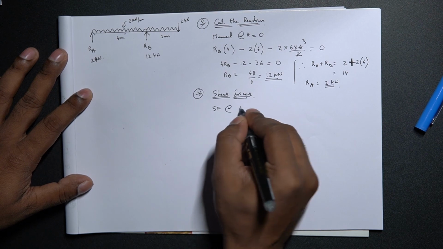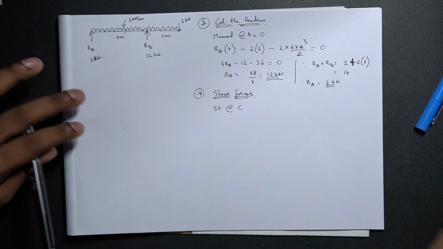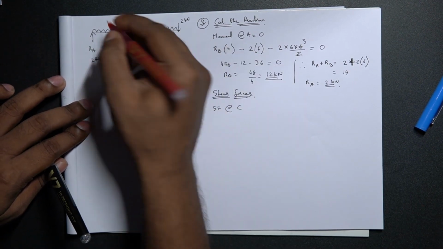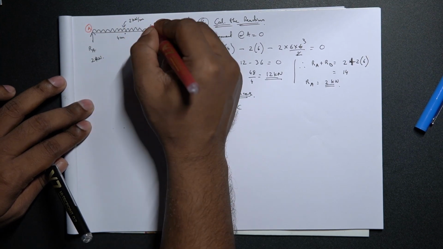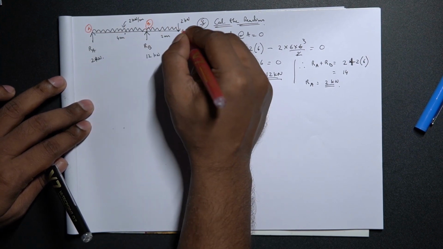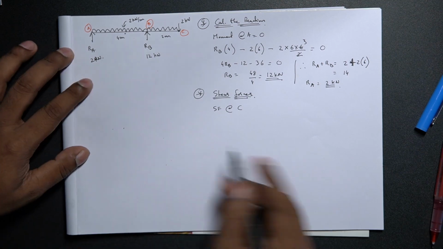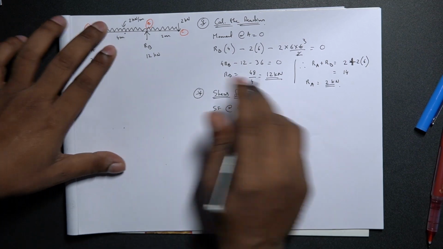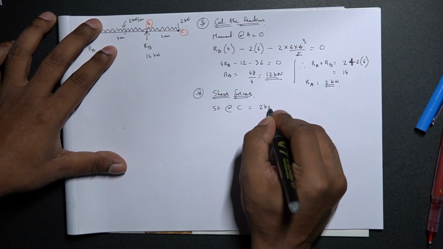Shear force at C. I didn't name this, so let's put this as A, let's put this as B, and obviously C. So the shear force at C should be equal to the point load that is acting, that is 2 kilonewtons.